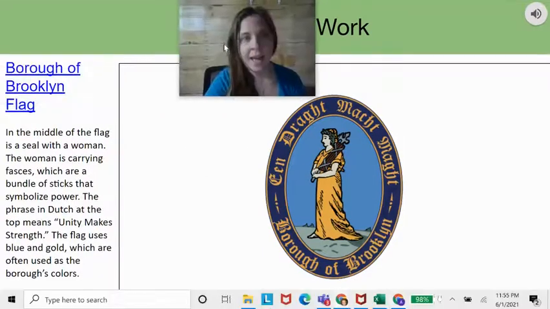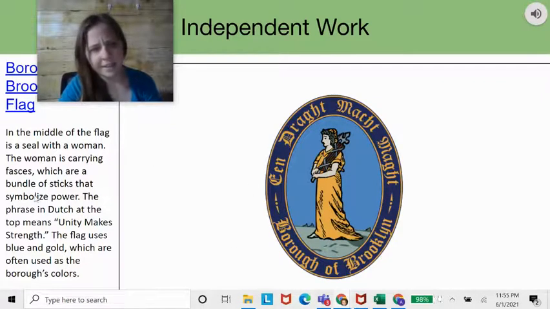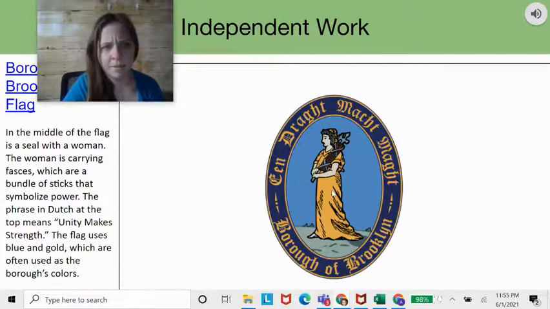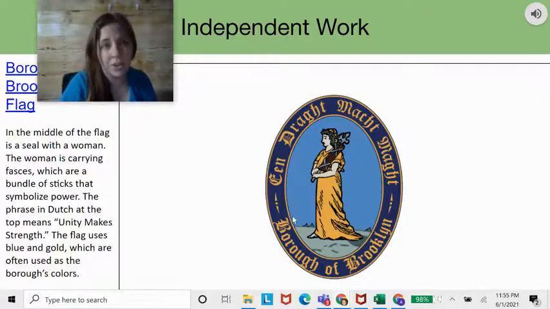And here we have the borough of Brooklyn. Now, I see that this is Dutch, and it says unity makes strength. The flag uses blue and gold, which often are used as the borough's colors. I see what looks to be a woman, and she's carrying, it says, fasces, which is a bundle of sticks to symbolize power. So she's strong. So I wonder what this represents. What would this represent for a borough? What do you think it represents?